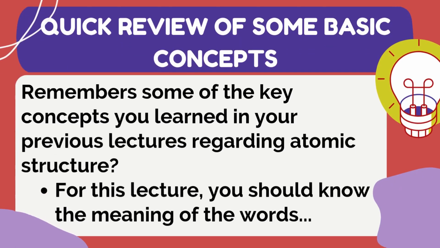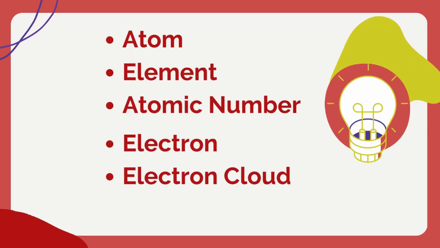Here is a quick review of some of the basic concepts which are fundamental, and you must understand these concepts while learning about bonding. Remember some of the key concepts you learned in your previous lectures regarding atomic structure. For this lecture you should know the meanings of the following words: atom, element, atomic number, electron, and electron cloud.